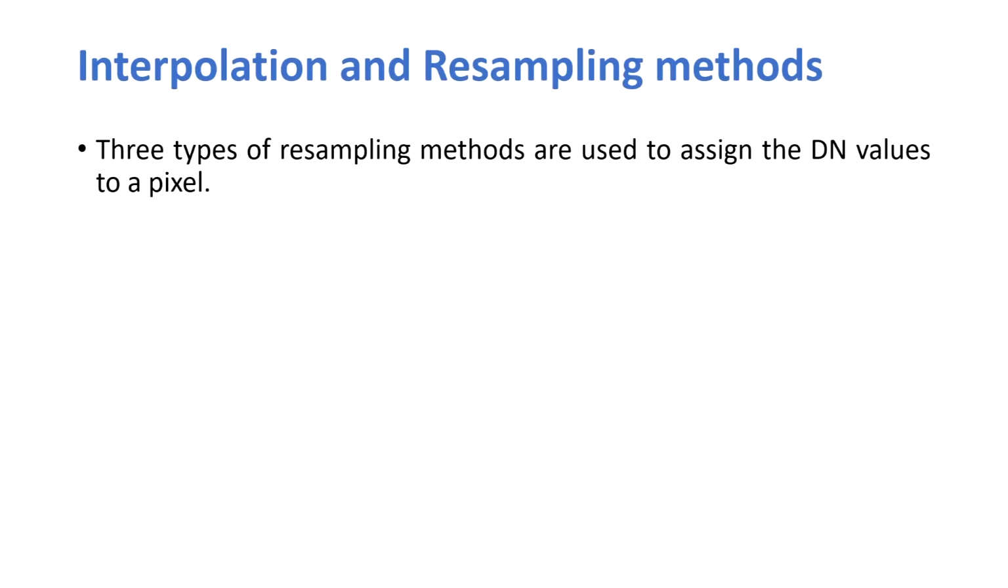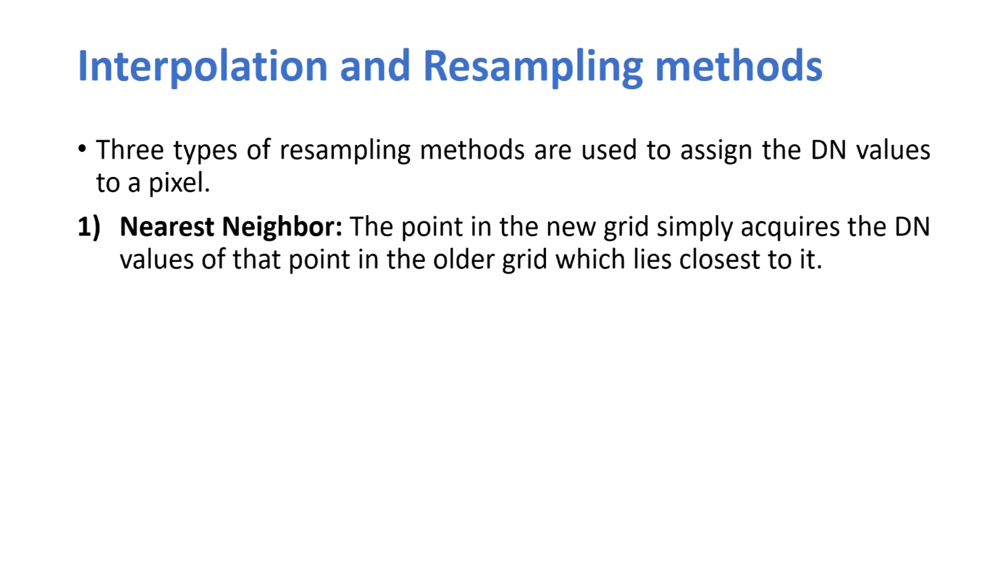The second method is, after coordinate transformation you have to assign the DN values to the pixels in the target image. So this is done through the resampling or interpolation method. How this can be done, we can see here. Three types of resampling methods are used to assign the DN values to a pixel. So first is your nearest neighbor.